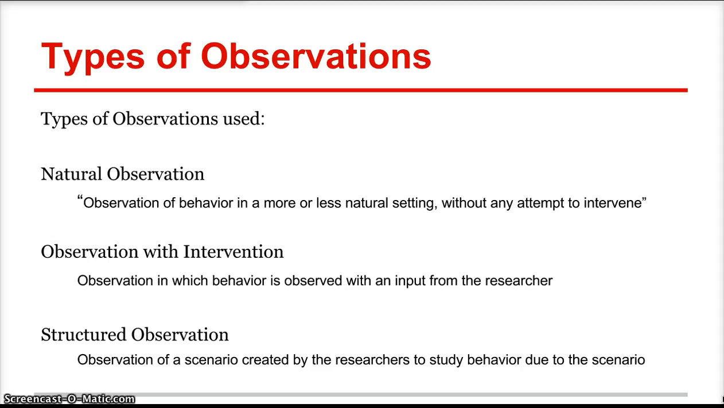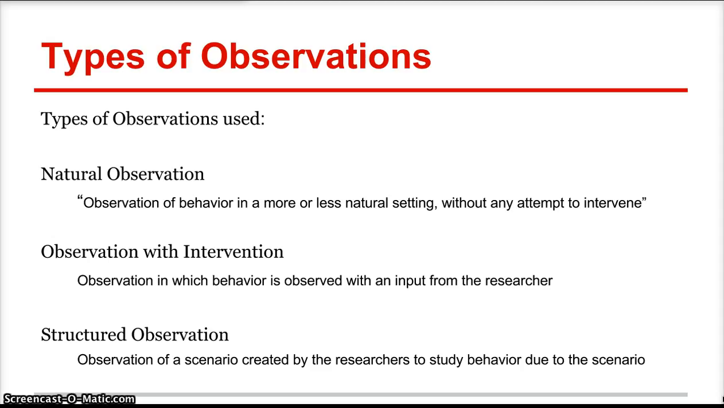Observation with intervention. This could be the observers incorporating a variable into what they're observing, such as the environment. One way we do this is incorporating technology into a classroom to see how students respond, see if behaviors change, teaching patterns change, how the teacher responds, how the students interact. So that's one way: we incorporate a variable with the intervention.